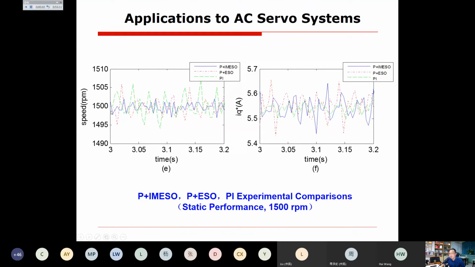You can see in the steady state, the green, the worst one, fluctuates about plus and minus 8 RPM. And for the P plus ESO, the slow time varying solution, right? You have plus minus 5 also. And for the blue one, it's about plus minus 3 RPM. The fluctuation is the smallest one.